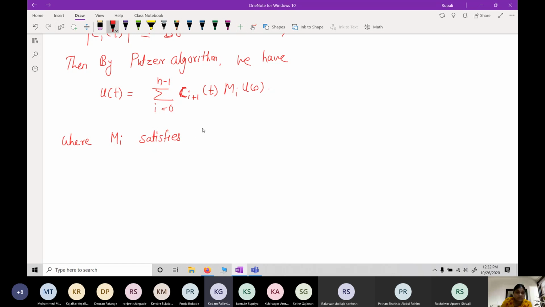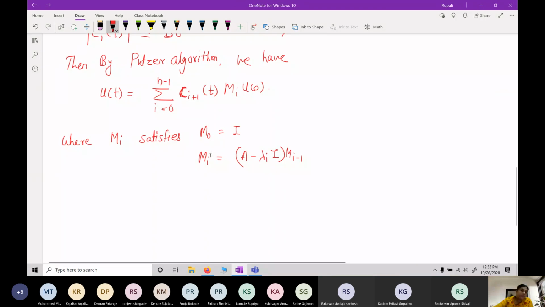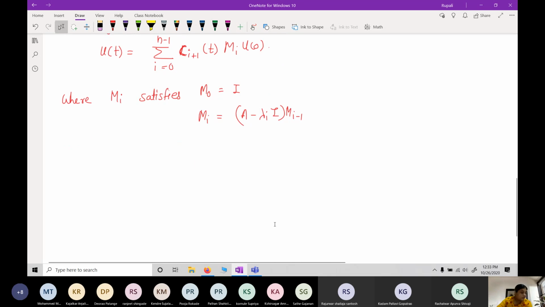Can anybody recall? M0 is equal to the identity, and M_i is equal to, what is M_i equal to? A minus lambda_i I times M_{i-1}. Is it right? Yes, ma'am. Or M_{i+1} is equal to A minus lambda_{i+1} I times M_i. If I take M_{i+1} this side.